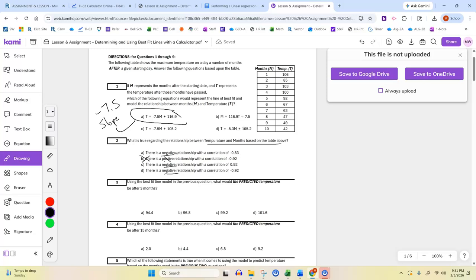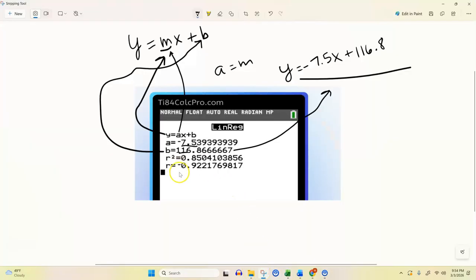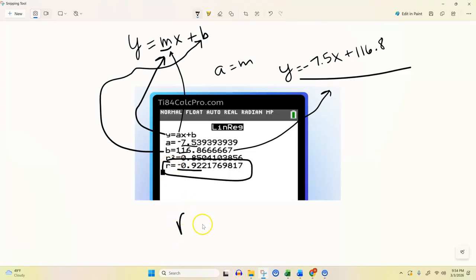It's not positive. The next thing is the remaining choices have a correlation. Well, what is a correlation going to be? Okay, well, we can tell from our readout that it lists the correlation. Now, it's important. There's an R squared and there's an R. The R is the one that we need. And what does it say? Negative 0.92 with a bunch of other stuff. We need the R. That's going to be the correlation coefficient.